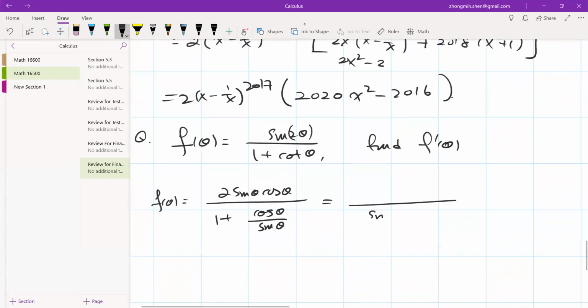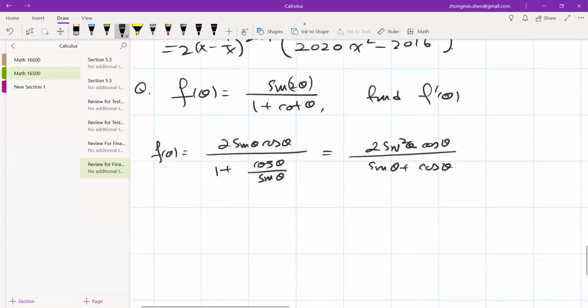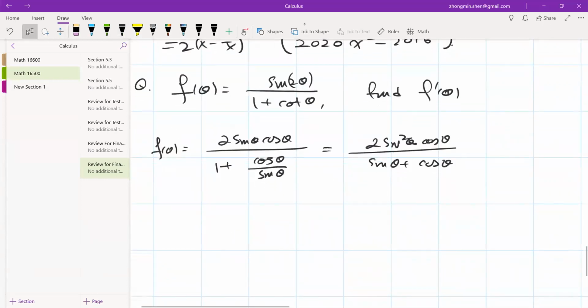Then you will get sine theta plus cosine theta and multiply this out, 2 sine square theta, cosine theta. Right. So this is a quotient of 2 functions, and you cannot simplify it further, and you just differentiate by the quotient rule, and then you involve the product rule also. It involves the product rule.